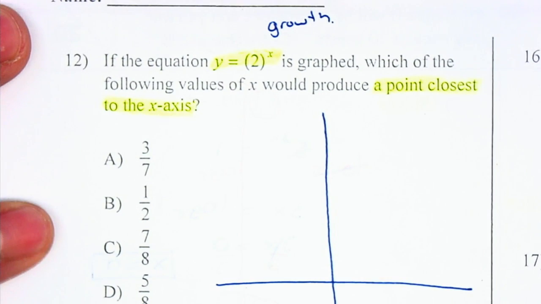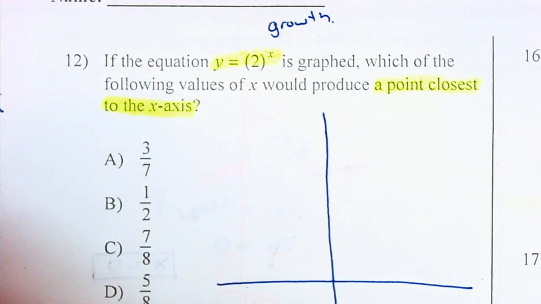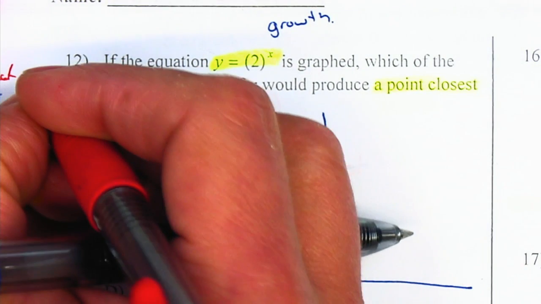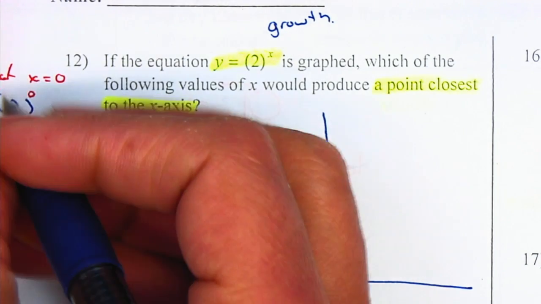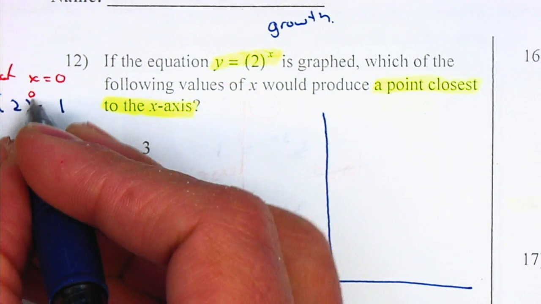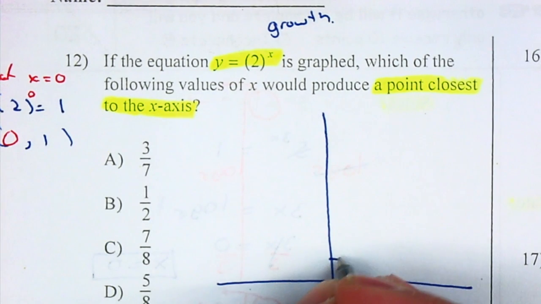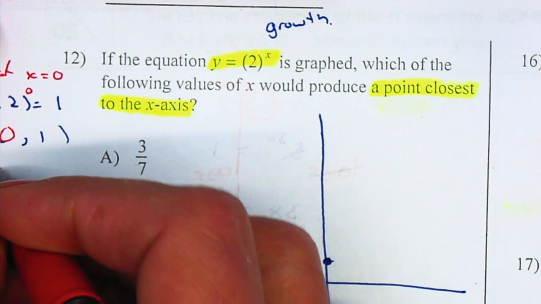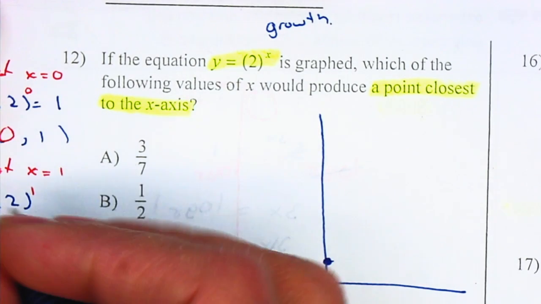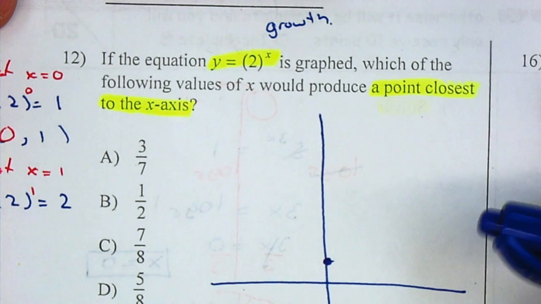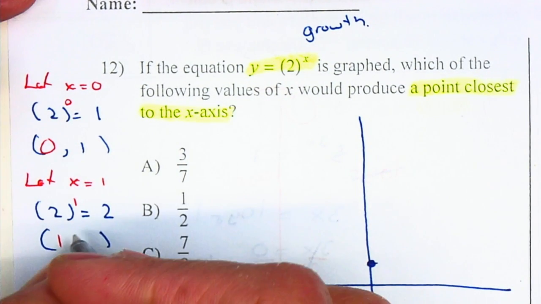If you cannot remember if it's a growth or not, you can just plug in different values for x. Let x equal to 0. 2 to the power of 0 is 1. Anything to the 0 power is 1. So if x is 0, y value is 1. Let x equal to 1. 2 to the power of 1 is equal to 2. If x is 1, your y value is 2.